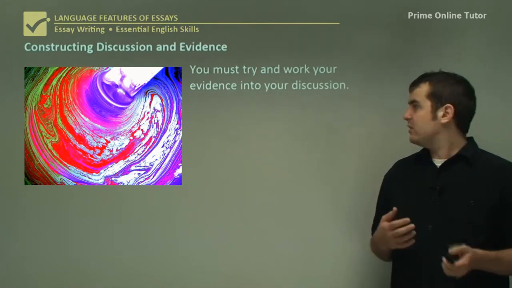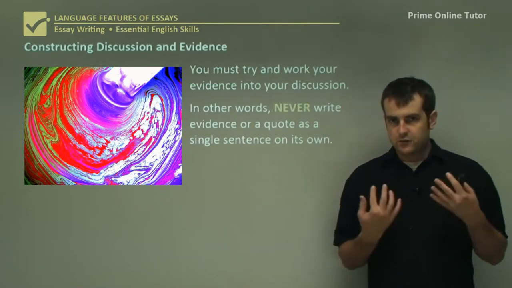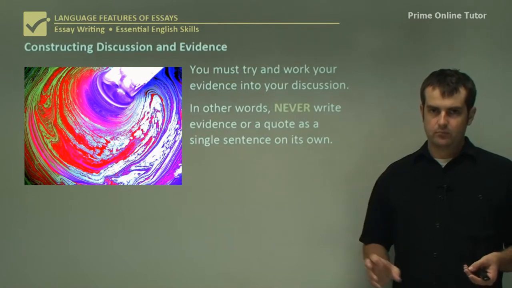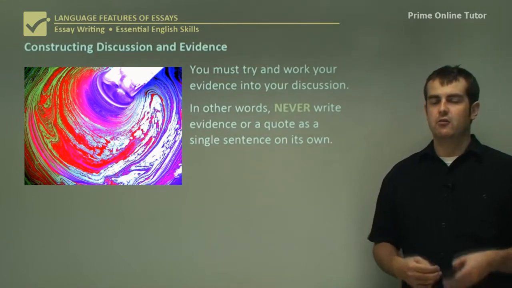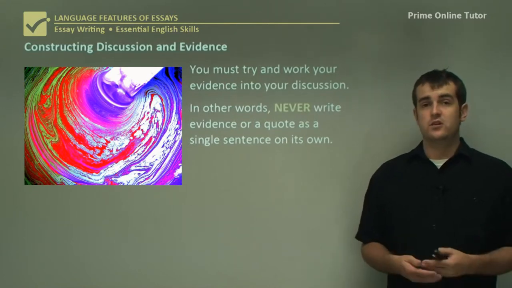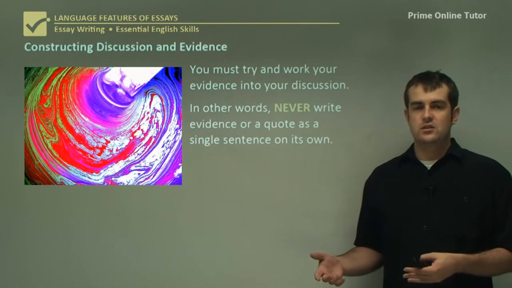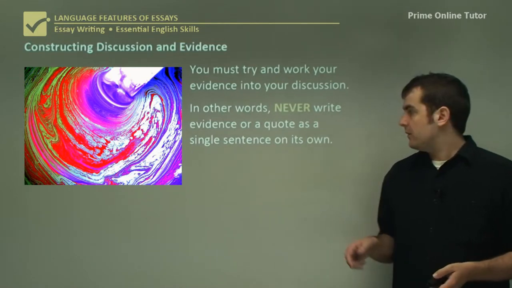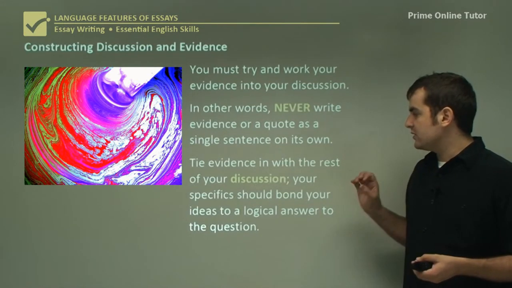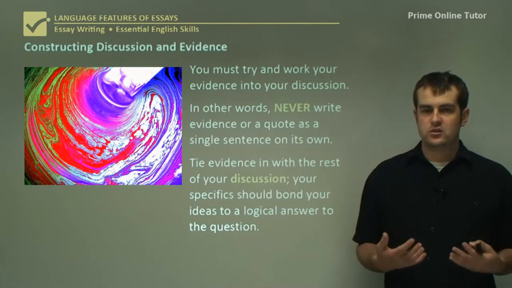Now, constructing discussion and evidence is basically something where you should be trying to work them together. So, in other words, never write an evidence or a quote as a single sentence on its own. So, if you're referring to something and you're trying to find a quote to back you up, don't just write it there in isolation and say, oh, that proves it. Because immediately the first question, and this is the first question I ask, is, well, why does it prove it? I mean, all you've shown is that you found a quote from the text. So, what you need to then do is you need to basically tie it in with the rest of your discussion. And your specifics should bond your ideas to a logical answer to the question.